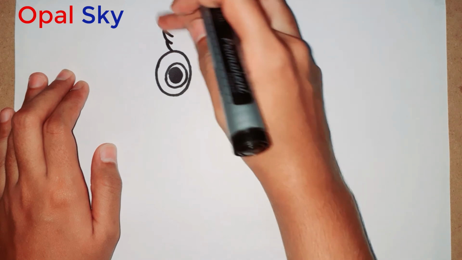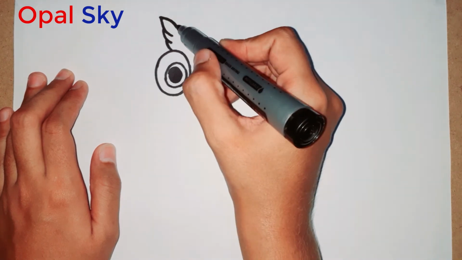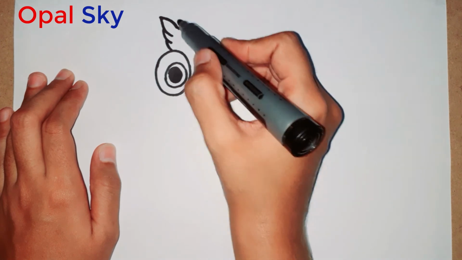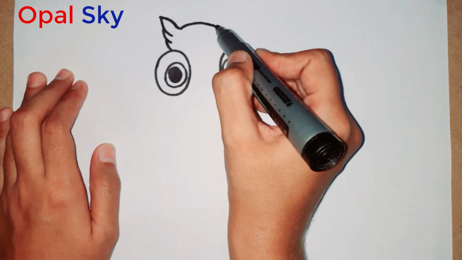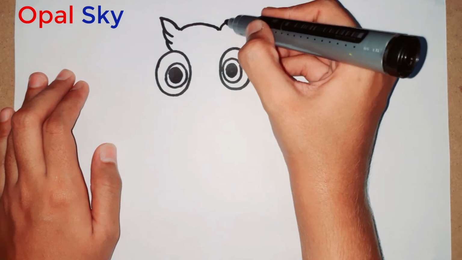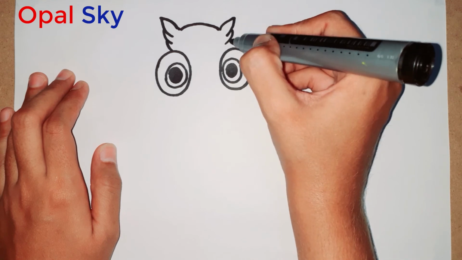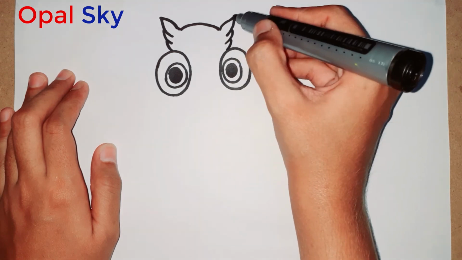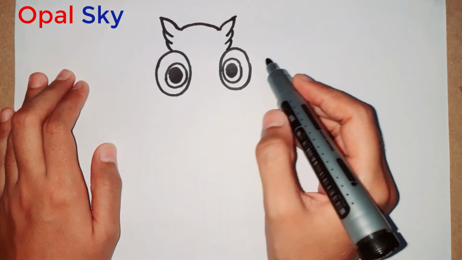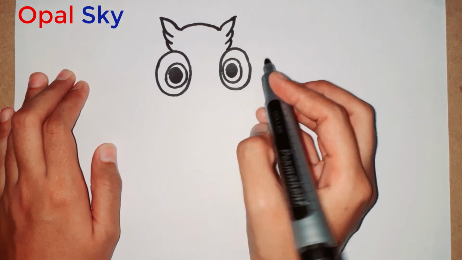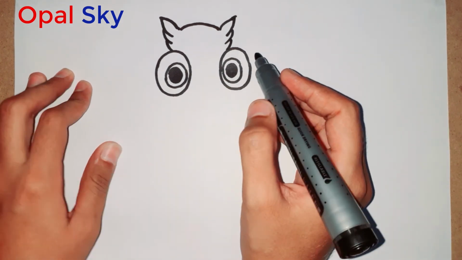A leaf-like structure appears here. So here a curve in the middle, and then here is also a leaf-like structure, and then we go in a downward direction. So now we draw its feathers.